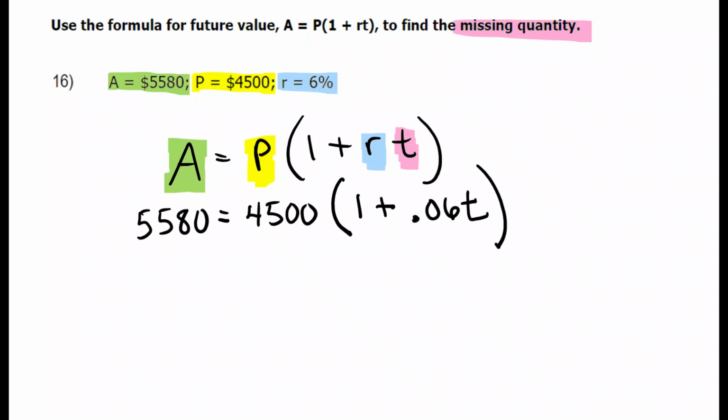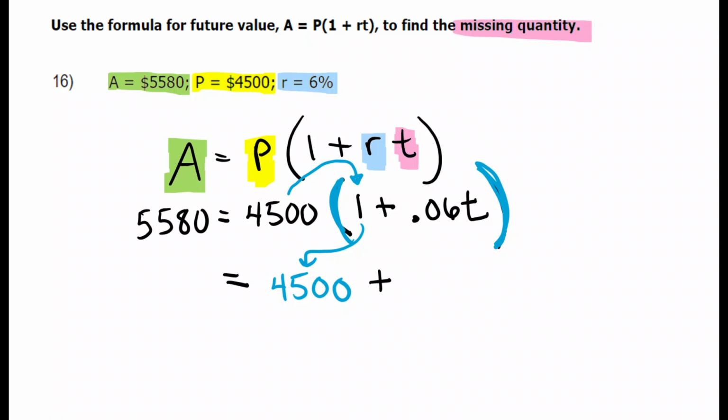There's actually 2 ways you can solve this for T. The first way is to use the distributive property. I've got a set of parentheses here, and if you want to distribute, so you get rid of them, it's the 4,500 on the outside. I would distribute that and multiply it times the 1. So when I take 4,500 times 1, that would be 4,500.